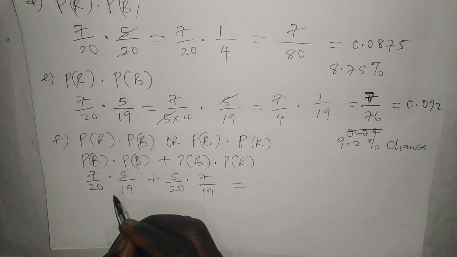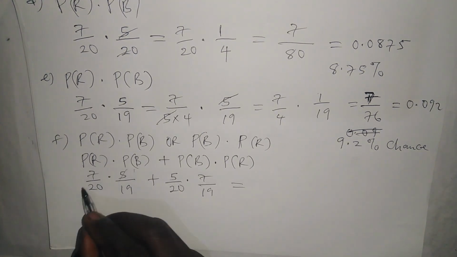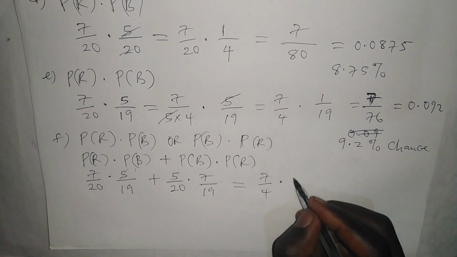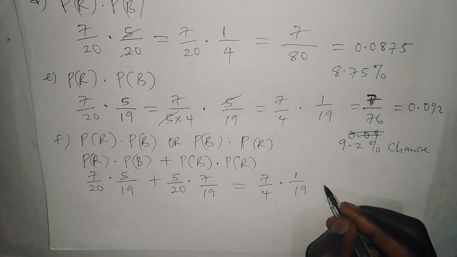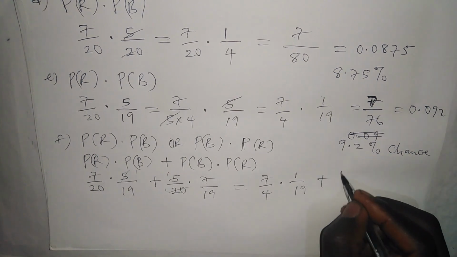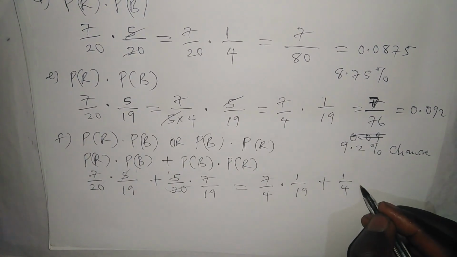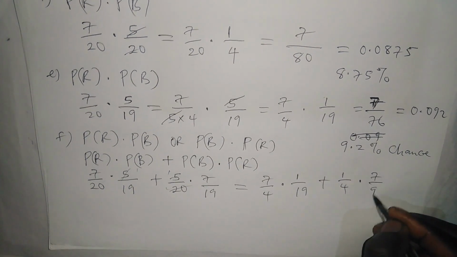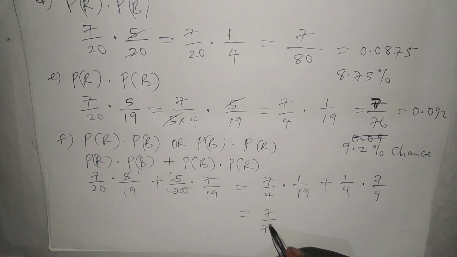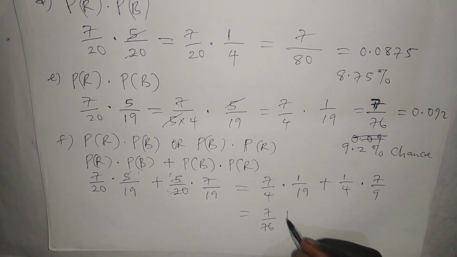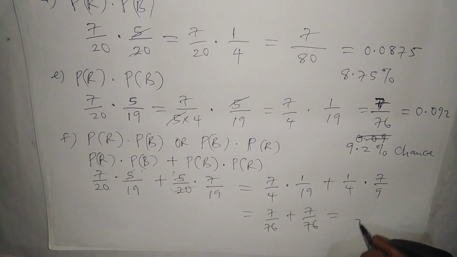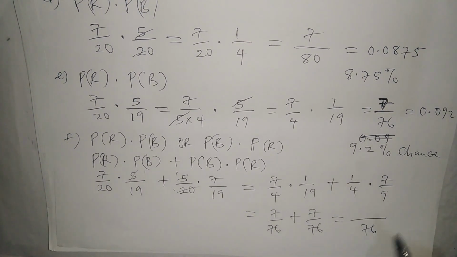So we have 7 all over 19. This is going to be 5 here, we have 1, and 5 here, we have 4. So we have 7 all over 4 multiplied by 1 all over 19, plus 5 here, we know it's a 1, and 5 here, we have 4. So it's going to be 1 all over 4 multiplied by 7 all over 19. What we'll have now is going to be 7 all over 76, because 7 multiplied by 1 is 7, 4 multiplied by 19 is 76, plus the same thing, 7 all over 76. So we have 76, 7 plus 7, we have 14.